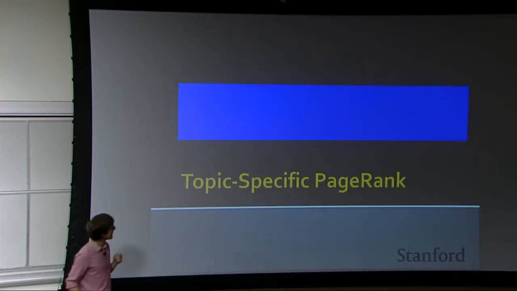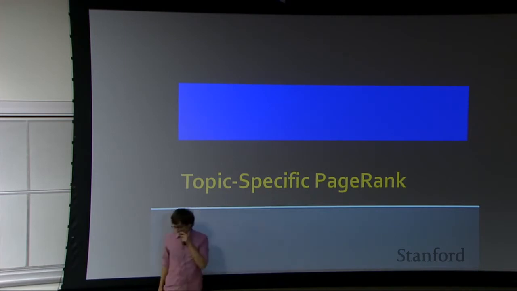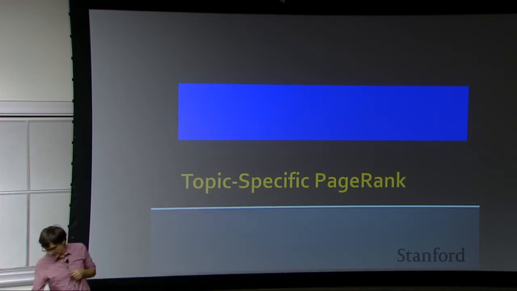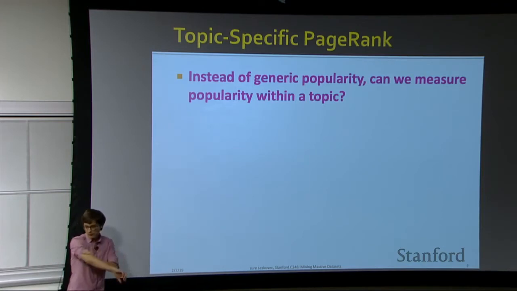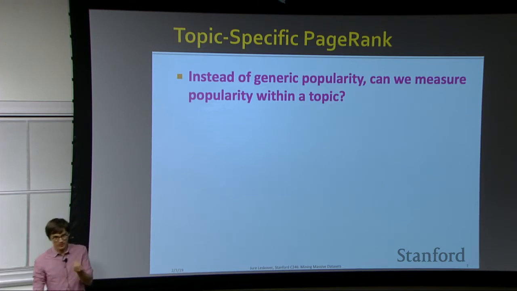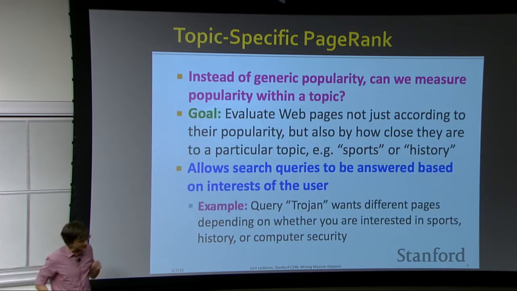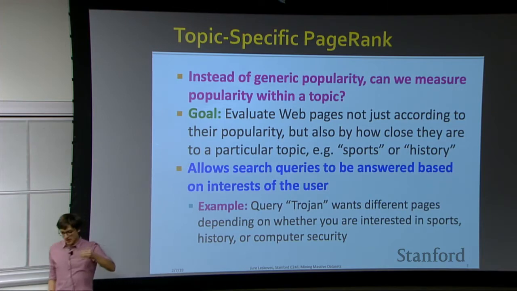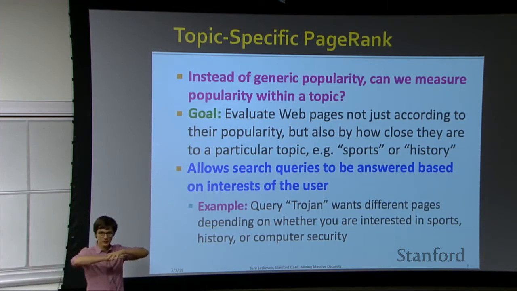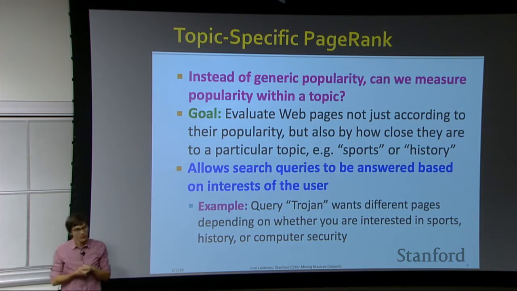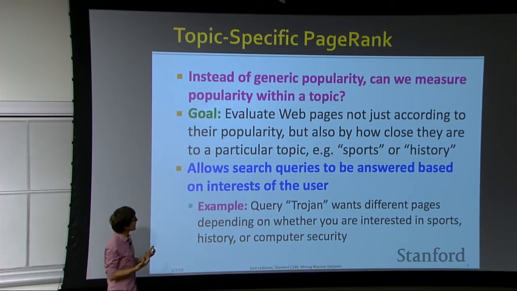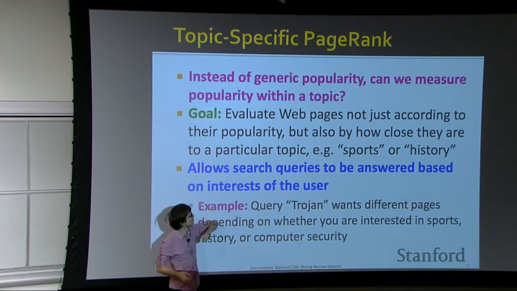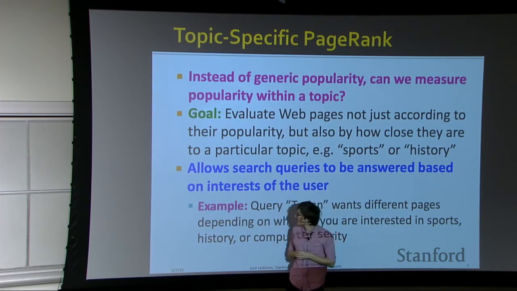Okay, so the first thing I want to talk about is topic-specific PageRank. What topic-specific PageRank does is, instead of computing the generic popularity of a web page, we want to measure the popularity or importance of a web page with respect to a given topic. So here is our goal: to evaluate web pages not just by how important they are according to the overall graph structure, but by how important they are with respect to a particular topic, like sports or history and so on.